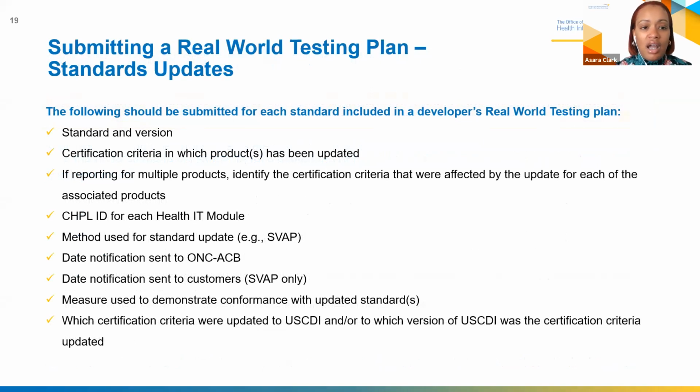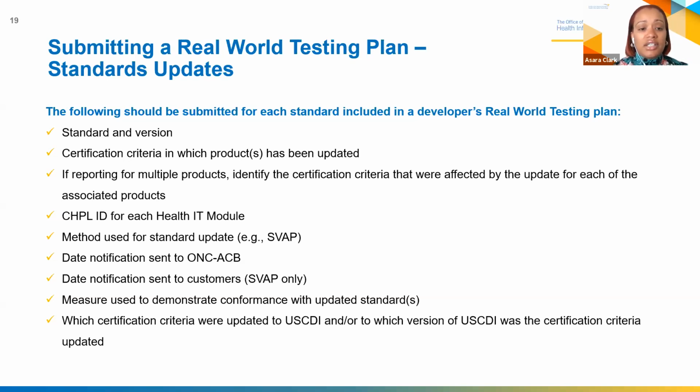And just as a wrap up for standards updates, the following should be submitted for each standard included in the developer's real world testing plan. Because remember, today we're wanting to make sure that we are helping you to compile this information, helping you to include all of the necessary elements. And so the template, you'll notice if you decide to use the optional template that we put out there, will have all of these check marks that you see here on this slide included as information to include regarding your standards updates. That's going to be the standard and the version.